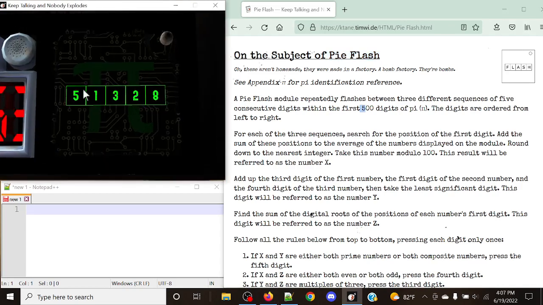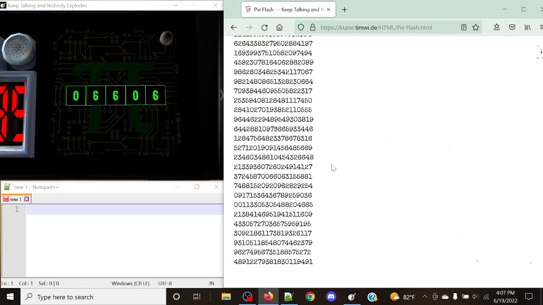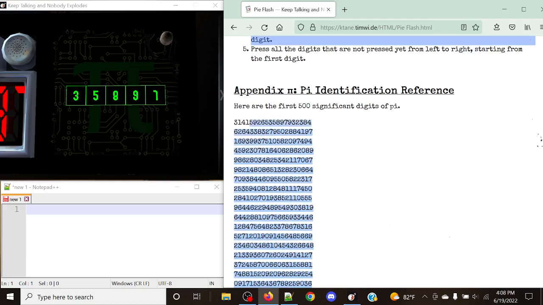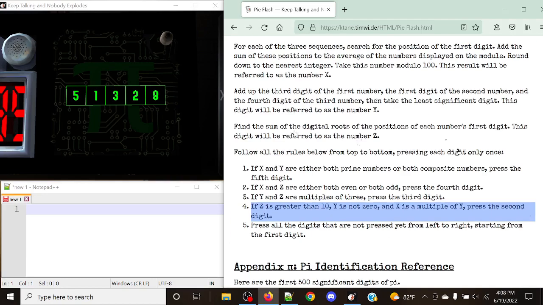So this is the way the module looks, and the way that you can tell the difference between Pi and Pi Flash is because you will see Pi Flash cycling between three different five-digit-long sequences of pi. There will be three different sequences that are present in the exact first 500 significant digits of pi.